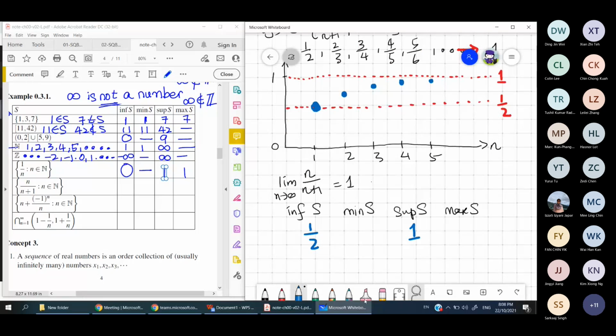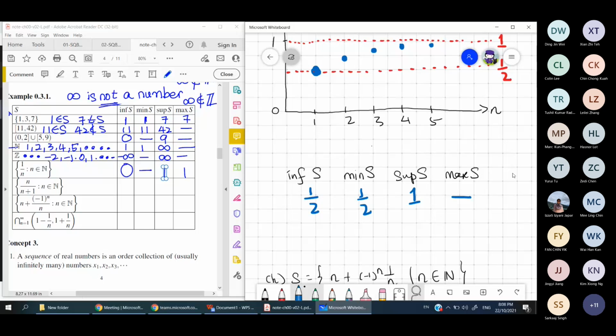Okay, and this dot touches here, so that's why half is the minimum, and the blue dot never touches this, so no maximum. That's the case. And this is actually closely related to limit. As you can see, the limit of n over n plus 1 where n approaches infinity is equal to 1. So you can compare to this number.